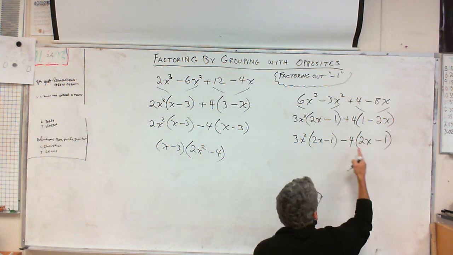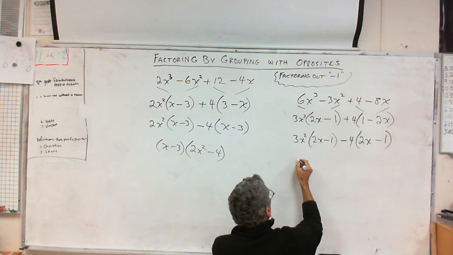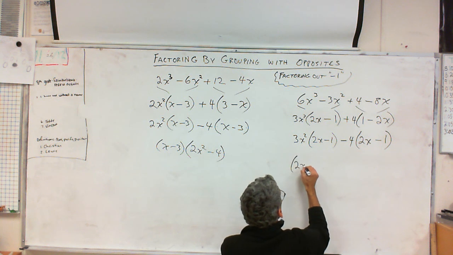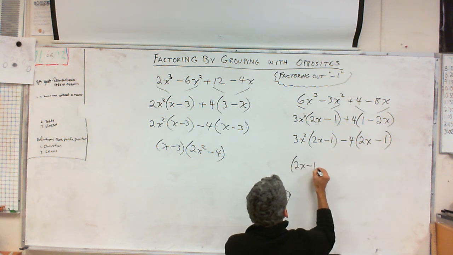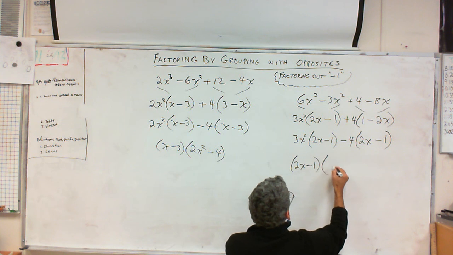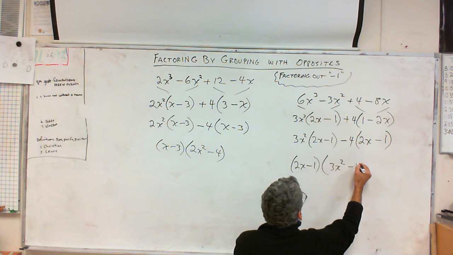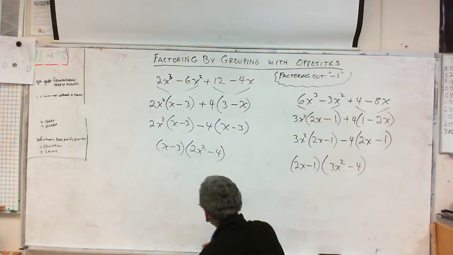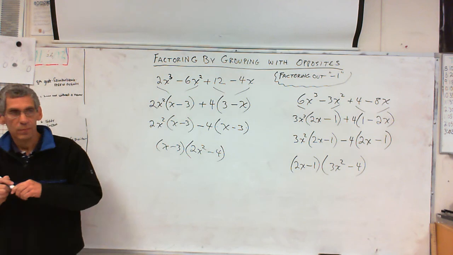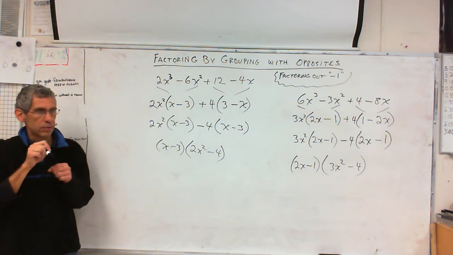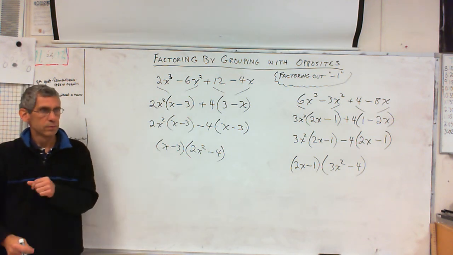And now look, I have blobs. So now I can go to my last step. 2x minus 1, factor that out. I've got 3x squared minus 4. And that's my answer. Make sense? Are they in your notes? Did you finish that one?